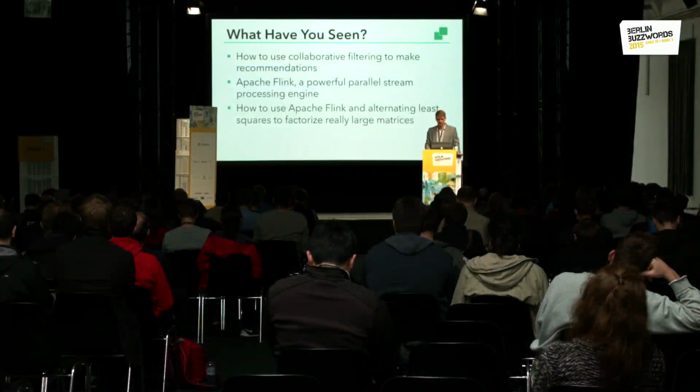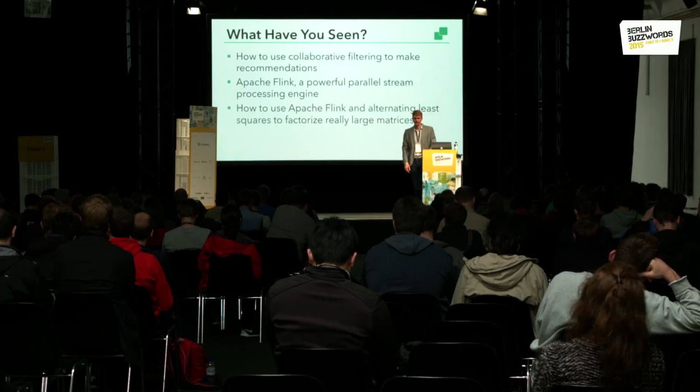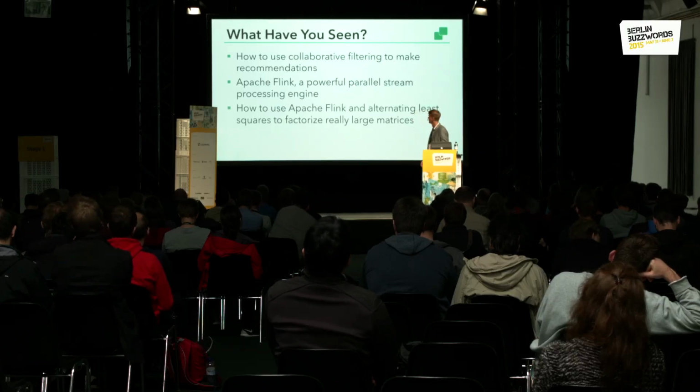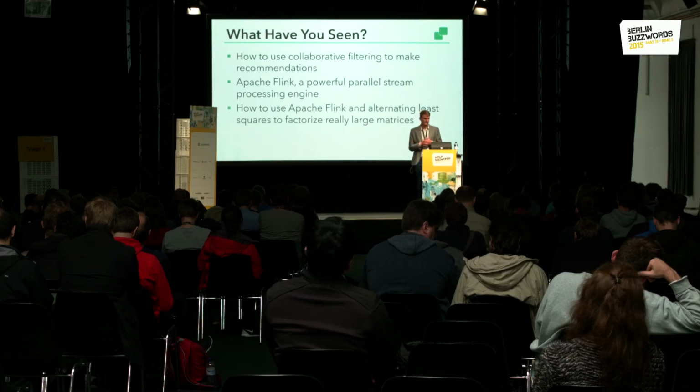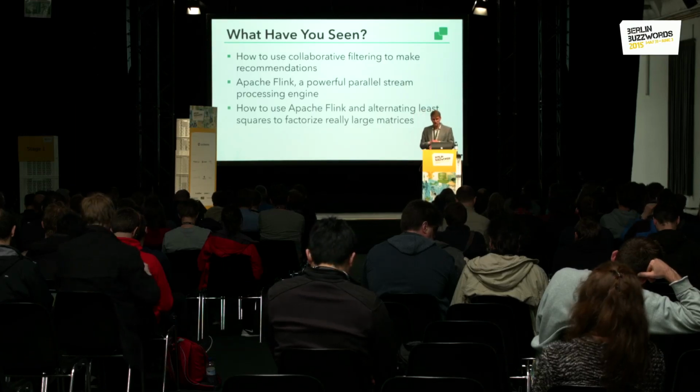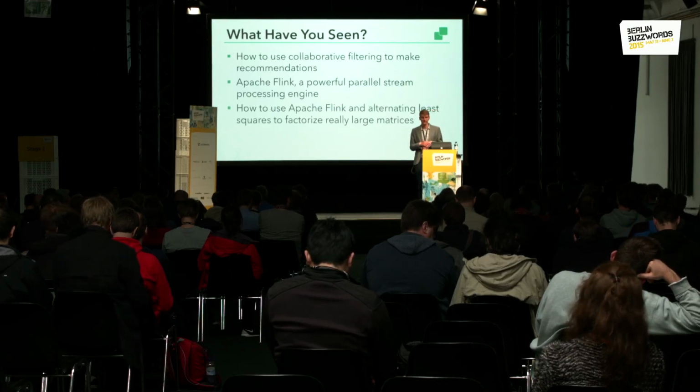Yeah, this brings me to the conclusion of my talk. So what have you seen today? First of all, you've seen how one can make recommendations using collaborative filtering. You've even seen some math. Then you've seen Apache Flink, a powerful parallel stream processing engine with which you can implement an efficient matrix factorization system, which scales up to really, really large matrix sizes.